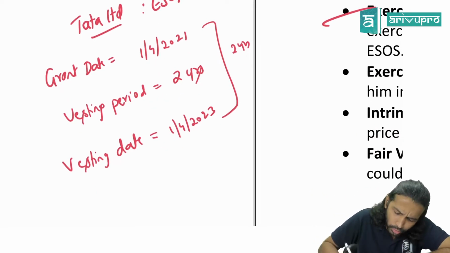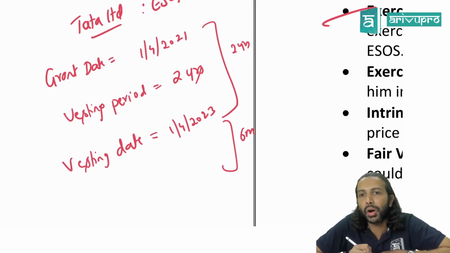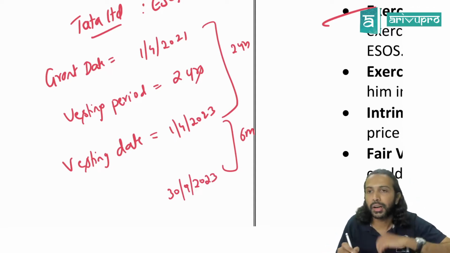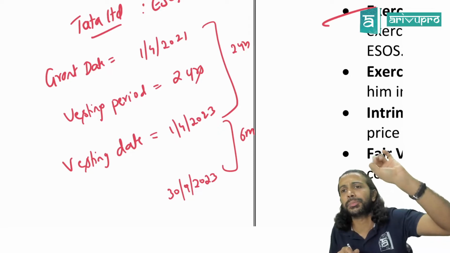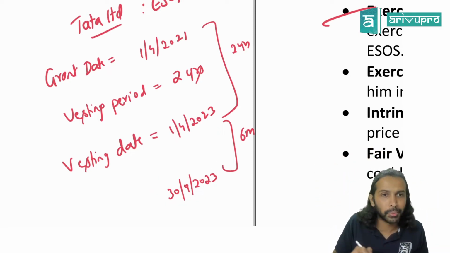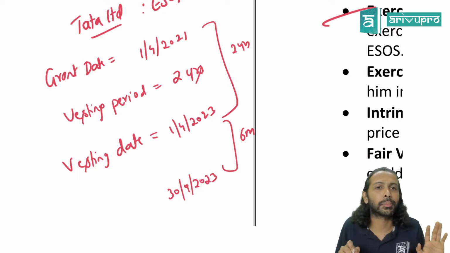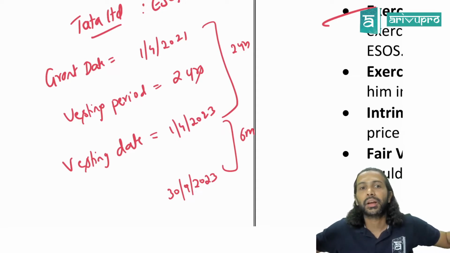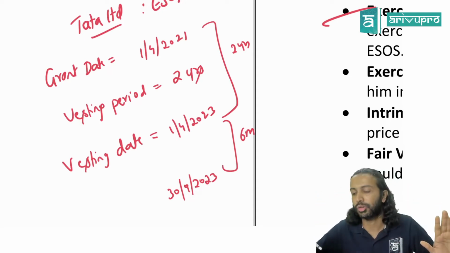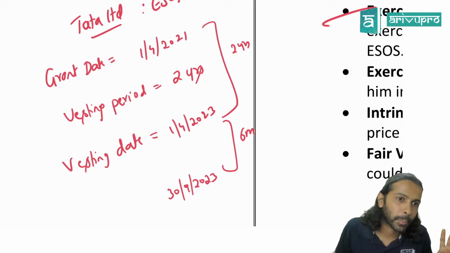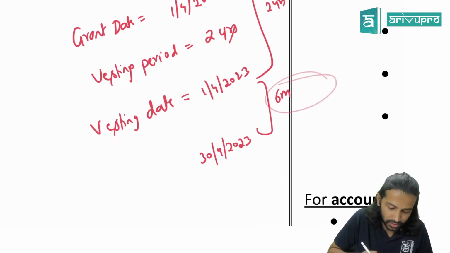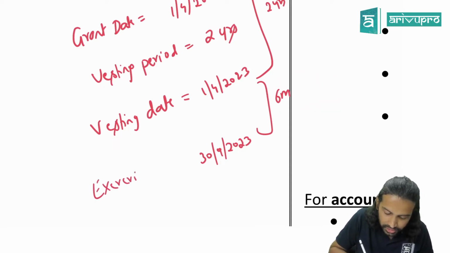Tata Limited told them, I will give you 6 months extra. Calculate 6 months from this date. It will be 30th September 2023. Tata Limited is telling, I'll give you 6 months extra. Fair enough. By 30th September, decide if you want to buy or not. But come 30th September, the option will be cancelled, because after 30th September the gates are closed. You can't buy the shares. Fair enough. This period, 6 months, what is it? That we call the exercise period.